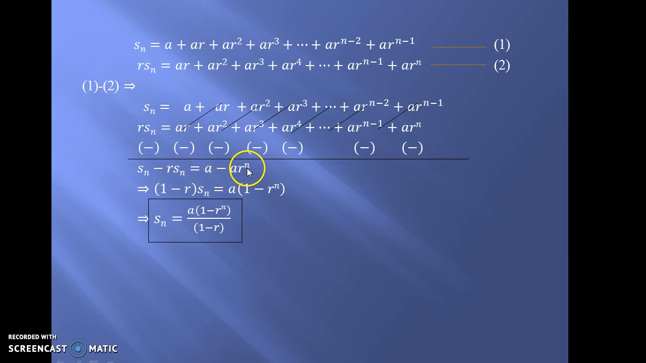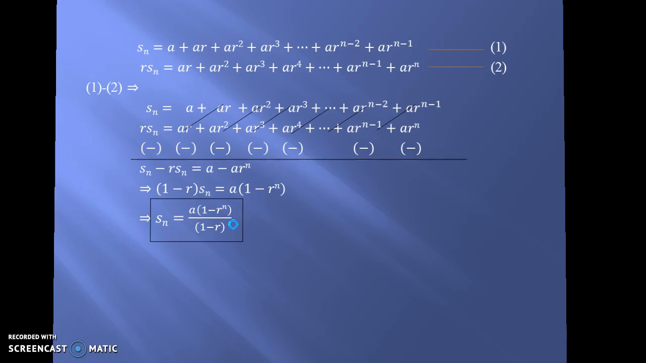Therefore, in the right hand side, we get a minus ar power n. Therefore, Sn is equal to a into 1 minus r power n divided by 1 minus r. This is the sum of n terms of geometric series.